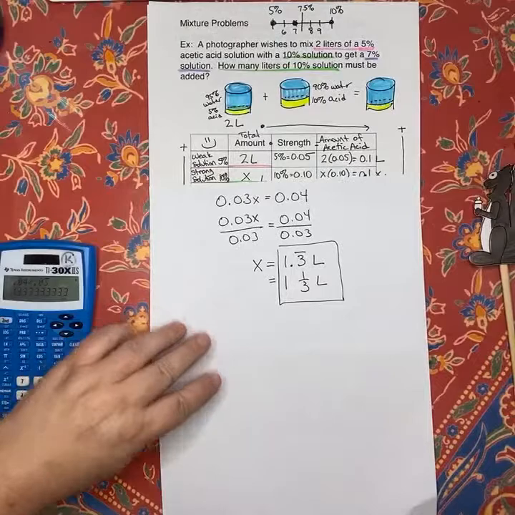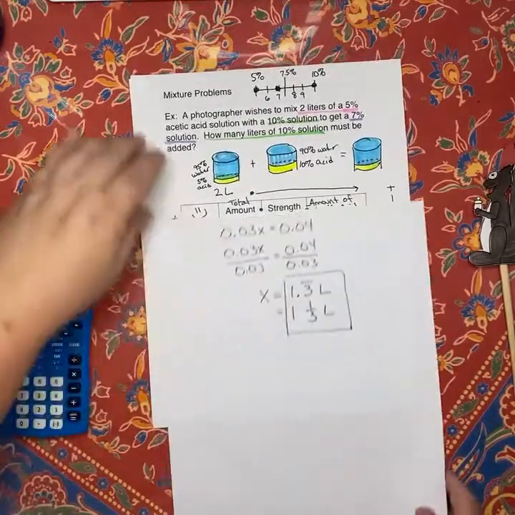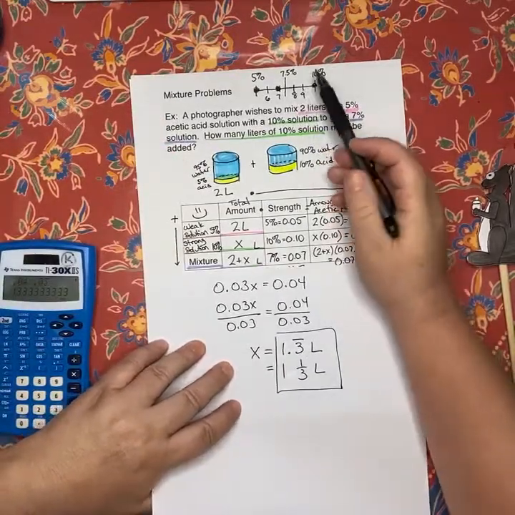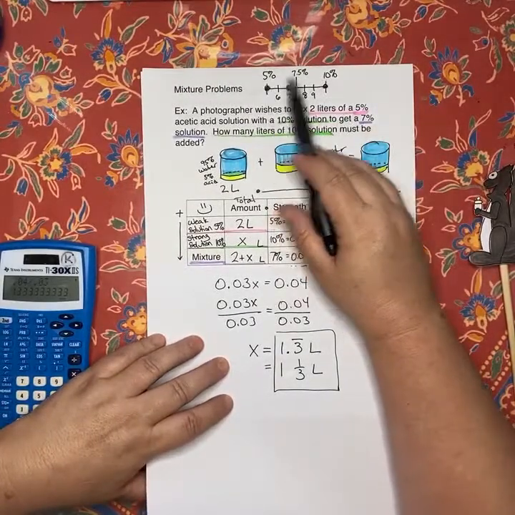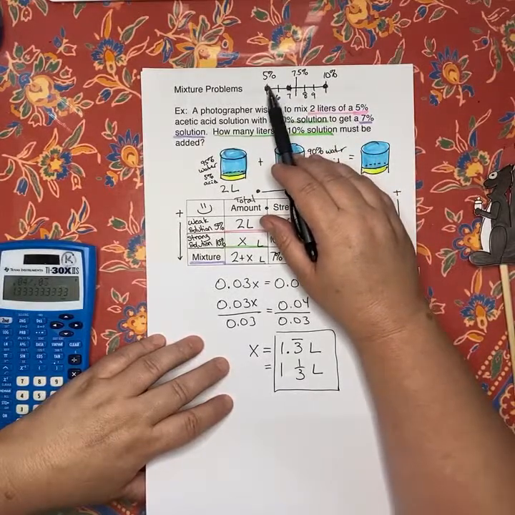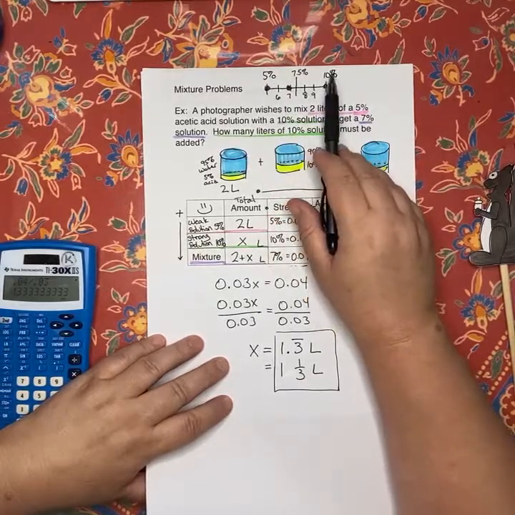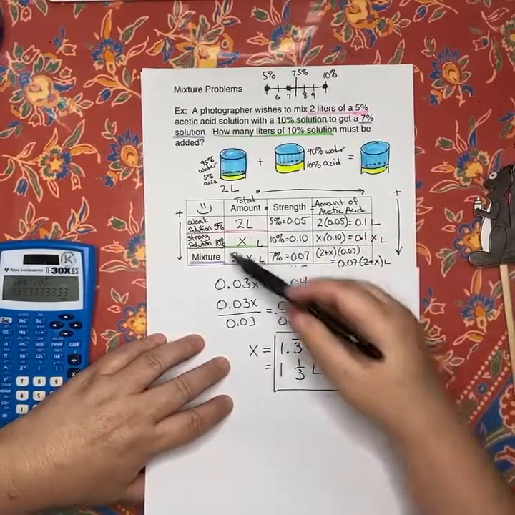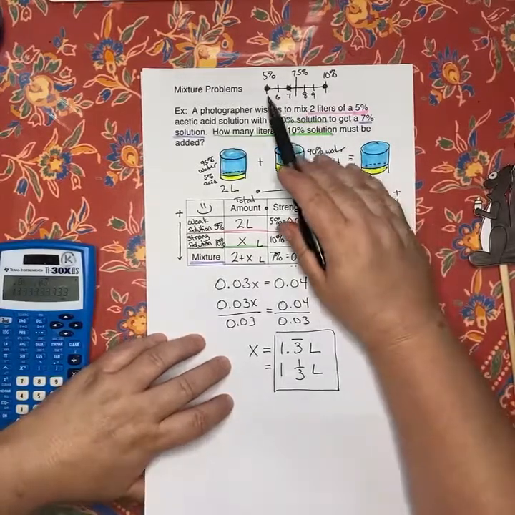Okay, so let us look back now at this thing I wrote at the top, because if I were you, I'd be like, what was the whole point of that? Why did we even do that? And the answer is, it's a way to estimate. If I'm going to mix 5% and 10% and I want to end up with 7%, that is a little closer to 5 than it is to 10, which tells me I need a little more 5 than I need of 10. So how much of 5 did I use? I used 2 liters. How much of 10? That was the X, 1 1/3 liter. So this is a way to estimate whether you got the problem right.